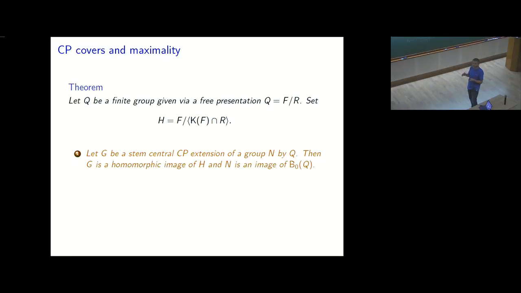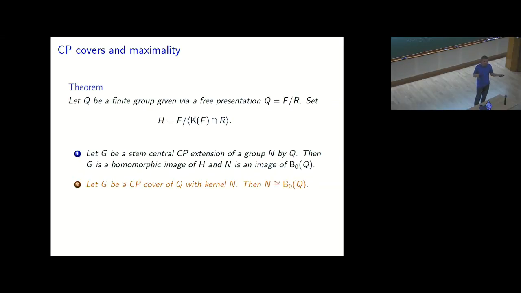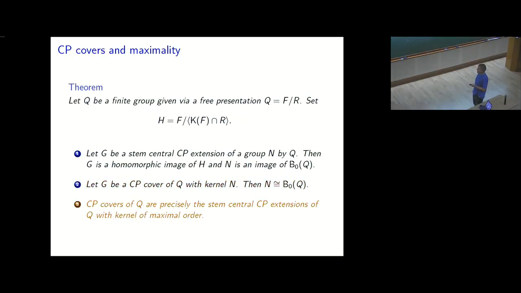It's just that we still don't know if such an extension exists, which would have the order of the kernel precisely the order of B naught. I think that appears on the next slide. Suppose that CP covers exist. Suppose that you have a CP cover. We still don't know if they exist. Then N has to be isomorphic to B naught. So there is not much choice for the kernel when you have CP covers. And this is just a corollary of this: CP covers are precisely central CP extensions where the kernel has maximal order. This is a corollary of 1 and 2.